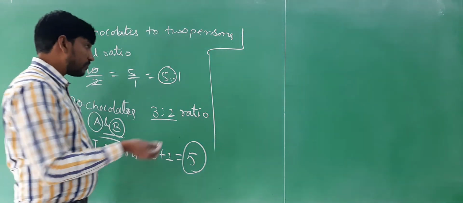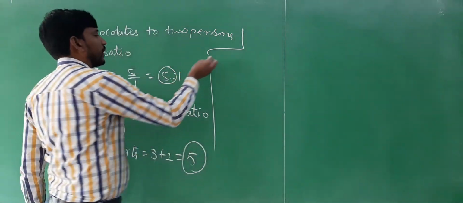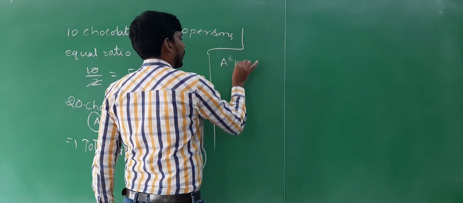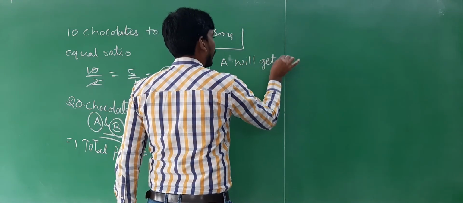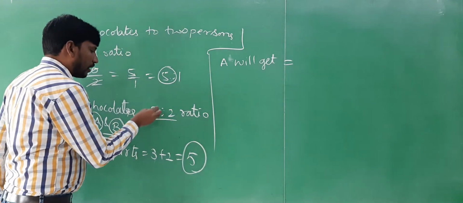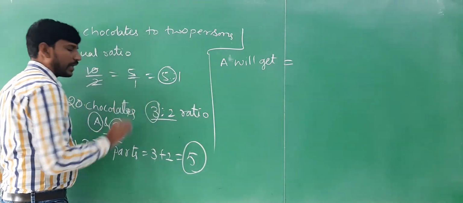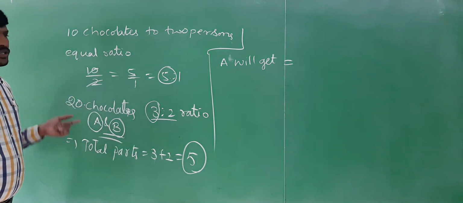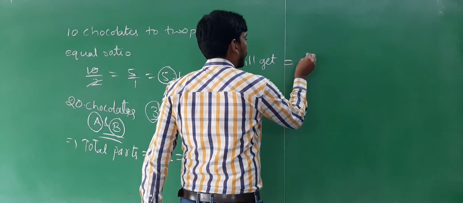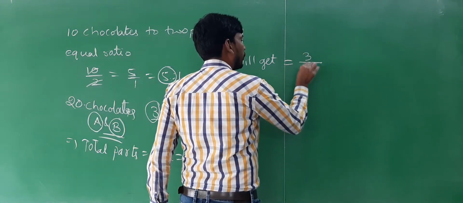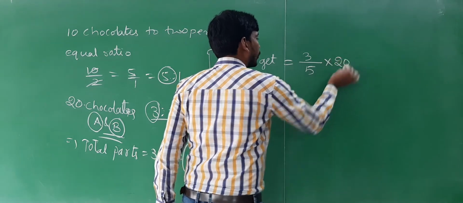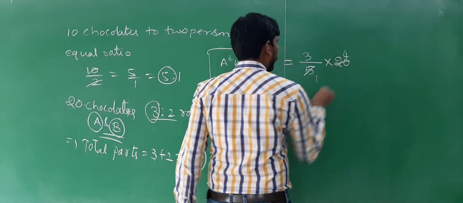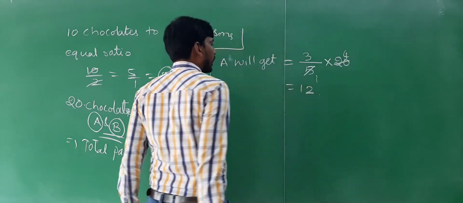Right, children? So now, how many chocolates will A get? What is A's share here? A's share is 3 parts. Total is how many? 5 parts. How many chocolates are there? 20 chocolates. So A will get A's share by total parts into the total chocolates. Is it clear? So now we need to cancel here. 5 ones are 5, 5 fours are 20, which is equal to 12 chocolates A will get.